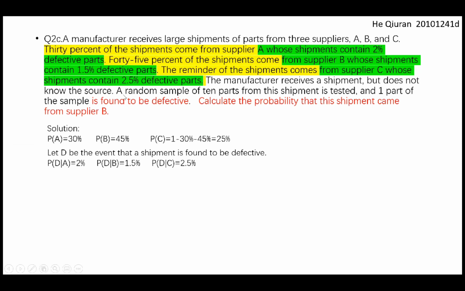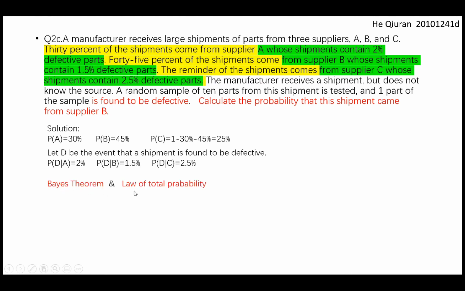And then the question: a random sample of 10 parts from this shipment is tested, and 1 part of the sample is found to be defective. Calculate the probability that this shipment came from supplier B. Let's ask about the probability that the shipment came from supplier B given a defective part is found. So the answer should be the probability of B given D.